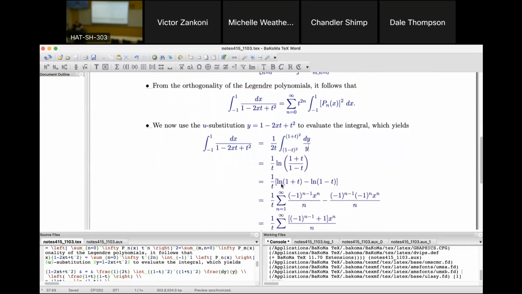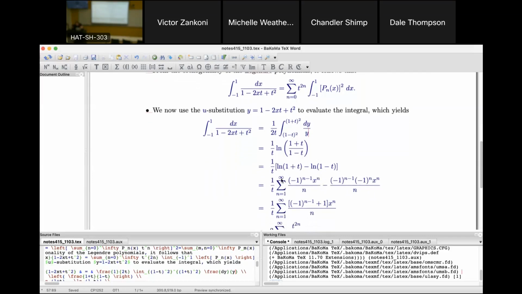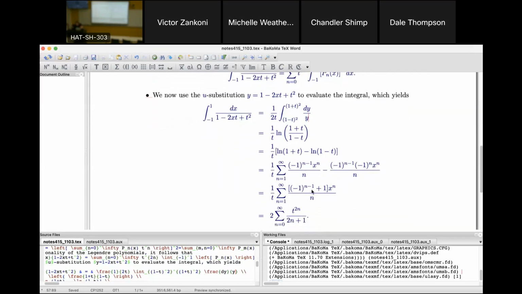But then I can use the Taylor expansions of natural log of 1 plus x, where x is equal to either t or minus t. So now I have power series representations of these two. And we have x to the n in both of these, so I combine into one term. But here I have this minus 1 to the n minus 1, so I've been adding 1.